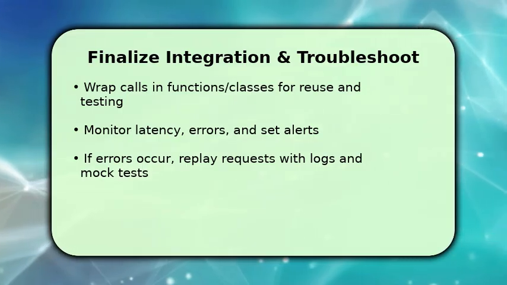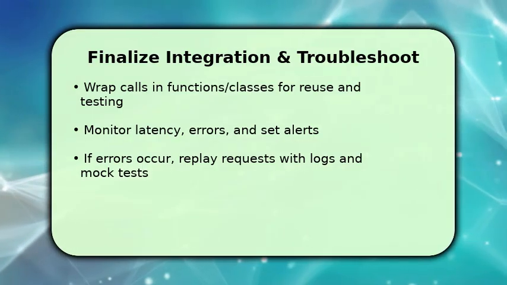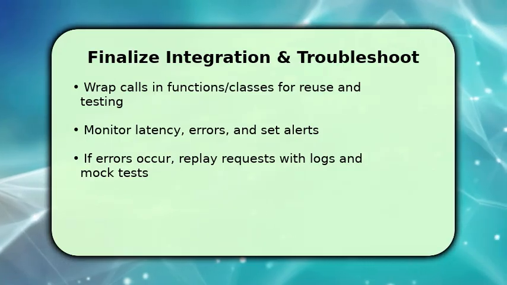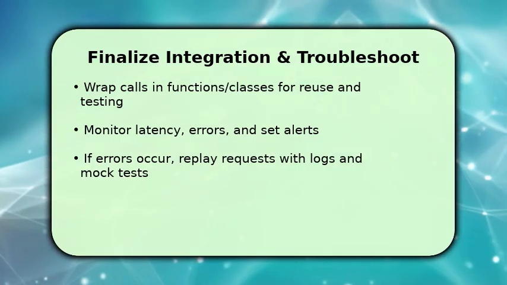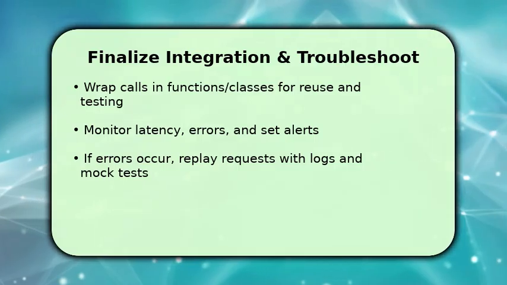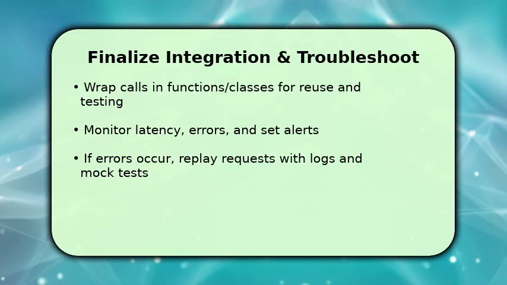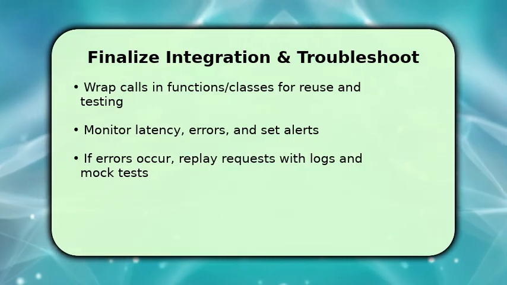If something goes wrong, reproduce the failing request using saved logs and a mock environment, compare headers and payloads, and isolate network versus API errors. Make sure to rotate keys if you suspect compromise. Otherwise, detailed logs usually reveal the root cause quickly.